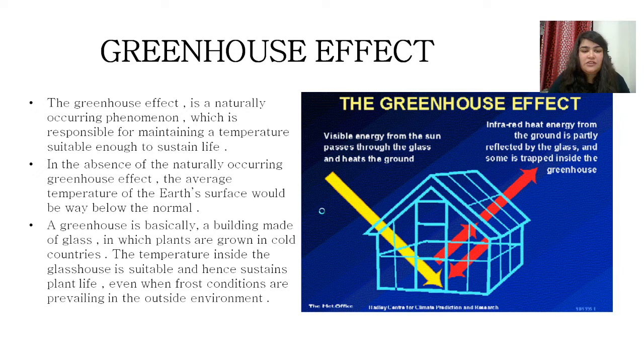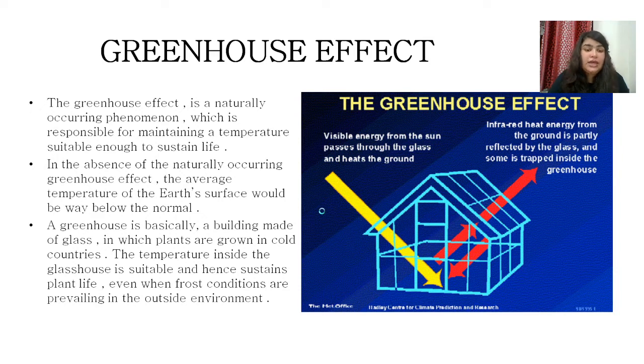So in the absence of the naturally occurring greenhouse effect, the average temperature of the earth's surface would be way below normal, right? तो अर्थ जो है आपकी बहुत ठंडी हो जाती. A greenhouse is basically a building made up of glass in which plants are grown in cold countries. ठीक है, तो cold countries में वहाँ क्या करते हैं?